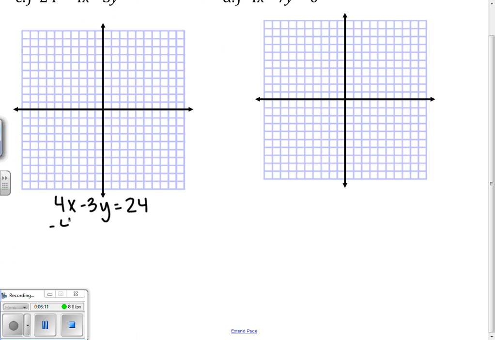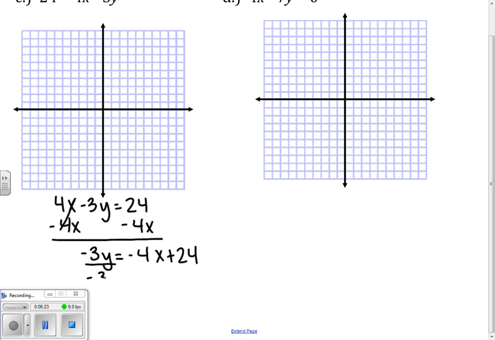I'm going to start by subtracting 4x from both sides. That leaves me with a negative 3y, watch your negative there. Negative 3y equals negative 4x plus 24. Then divide everything by a negative 3. When I simplify the negative 4 over negative 3, I get a positive 4/3 x, and then minus 8.